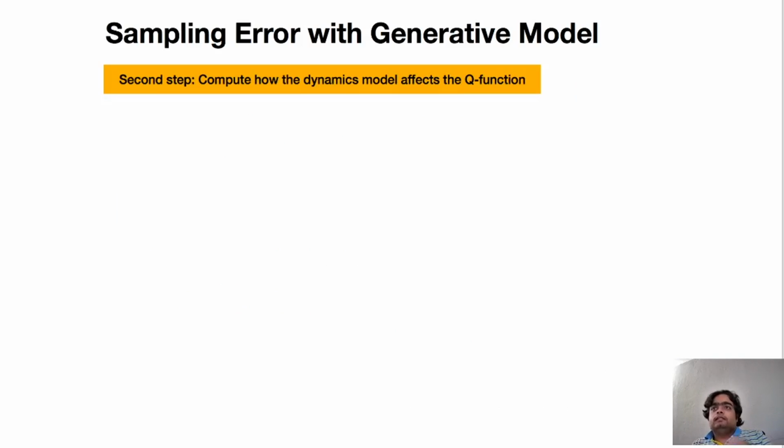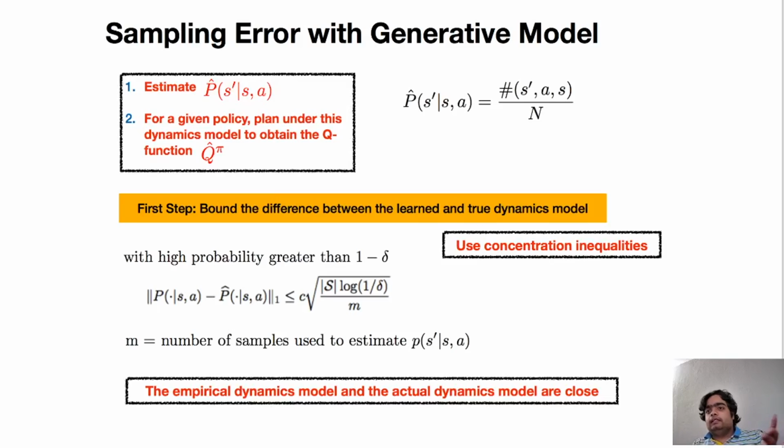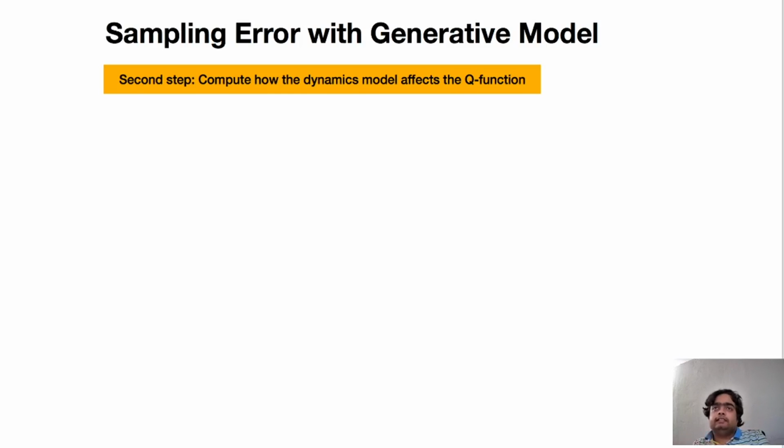Okay, the second step now is we need to talk about how exactly the dynamics model affects the Q function, because so far what we've shown is that the dynamics models are close. So if we know that the change in the Q function due to a change in the dynamics depends on how much the dynamics changed, then we can simply use the resulting concentration bound that we saw on this slide in that expression to obtain a bound on how the Q function changes. So in this section, we'll talk about how the dynamics model affects the Q function.